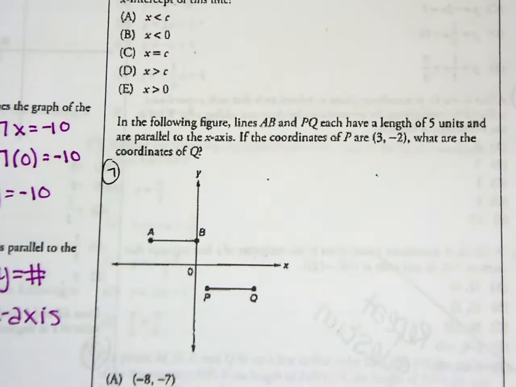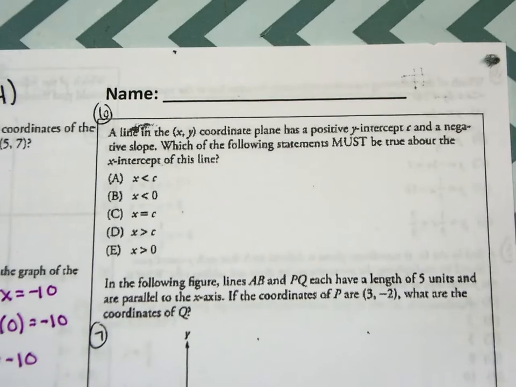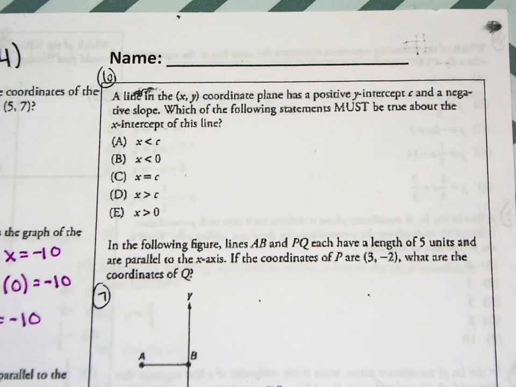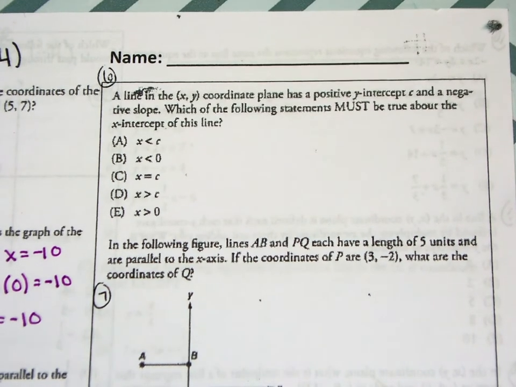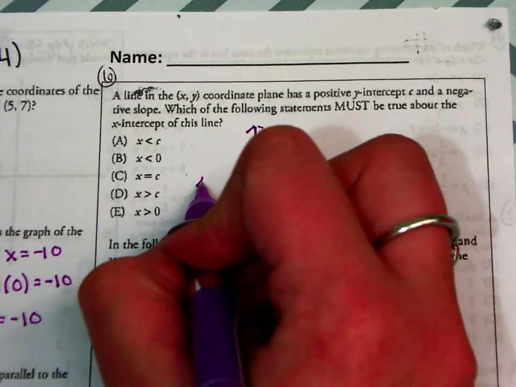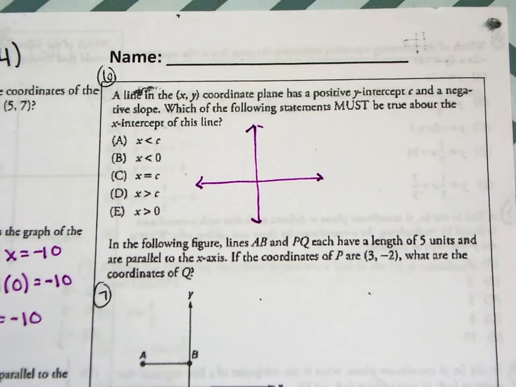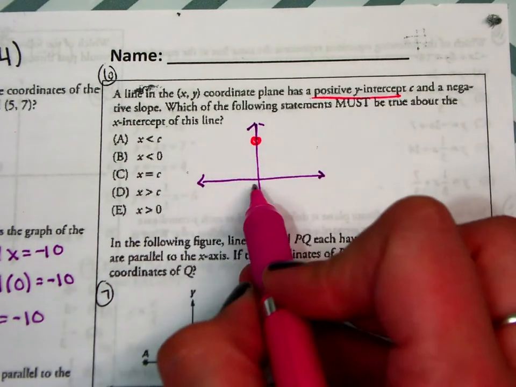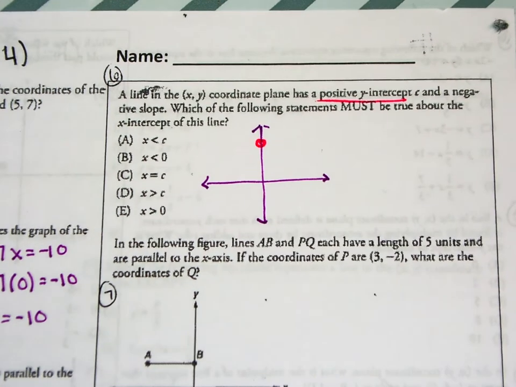Number 6. A line in the xy coordinate plane has a positive y-intercept c and a negative slope. Which statement is true about the x-intercept? To do these problems, I would highly recommend sketching an xy axis. When it's describing pictures, they're very difficult to do unless you draw them. So draw the picture. It says that we have a positive y-intercept. Positive y-intercepts are above the origin, going up. So it's somewhere up there.